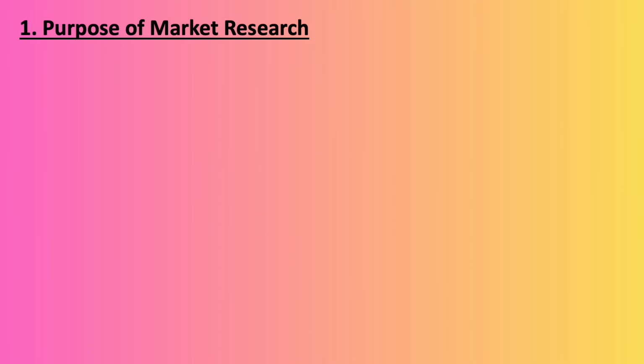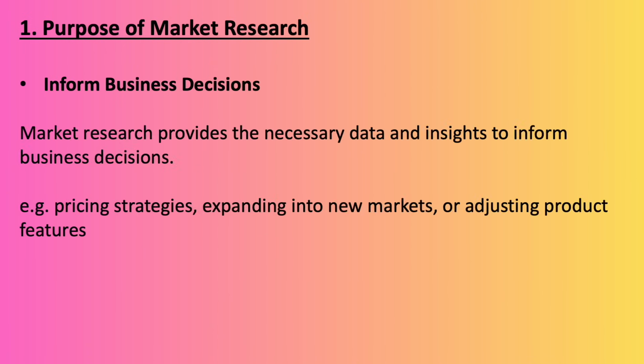Now, additionally, the purpose of market research is to inform business decisions. So market research provides the necessary data and insights to inform business decisions. For example, it could be pricing strategies, it could be expanding into new markets, or adjusting product features. So that's the first of the cold topics. The second one is primary research. So let's go through types of primary research.